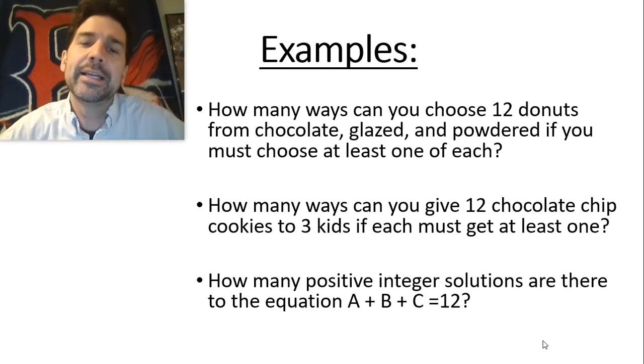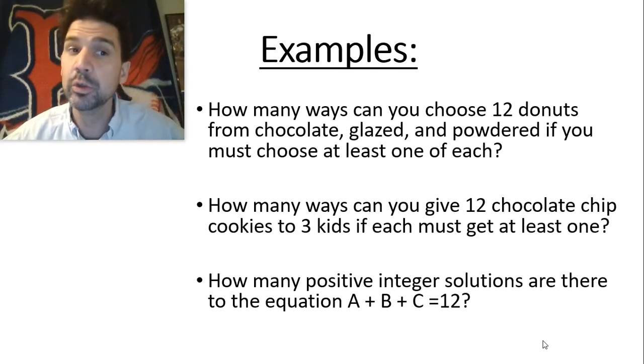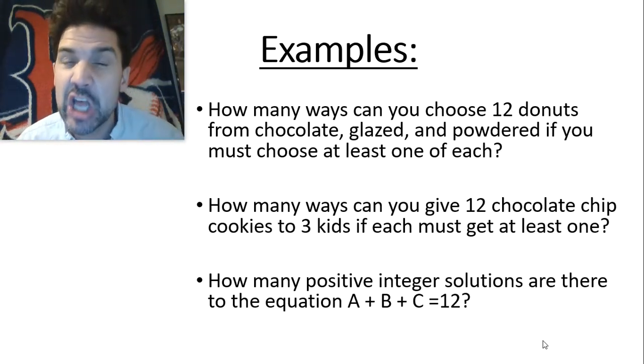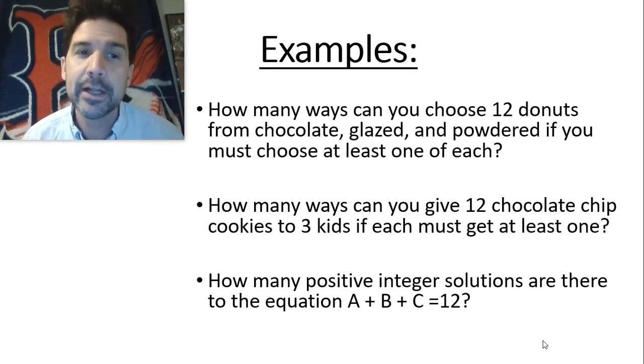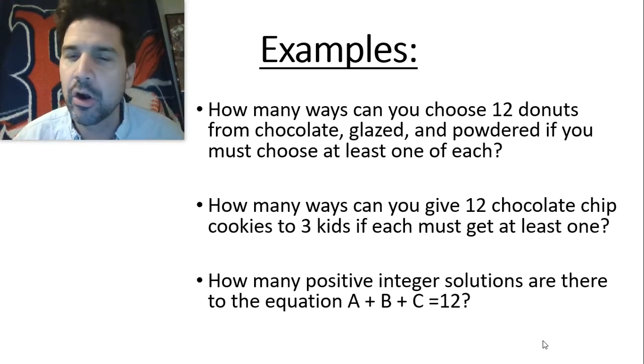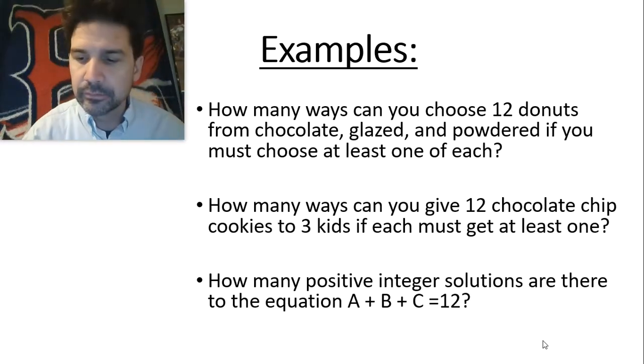Or you may be like, how many positive integer solutions are there to the equation a plus b plus c equals 12? Well, believe it or not, all 3 of these questions are absolutely identical. They all break down to how many ways there are to add a plus b plus c to equal 12. They're all the same exact thing, and we solve them using stars and bars.